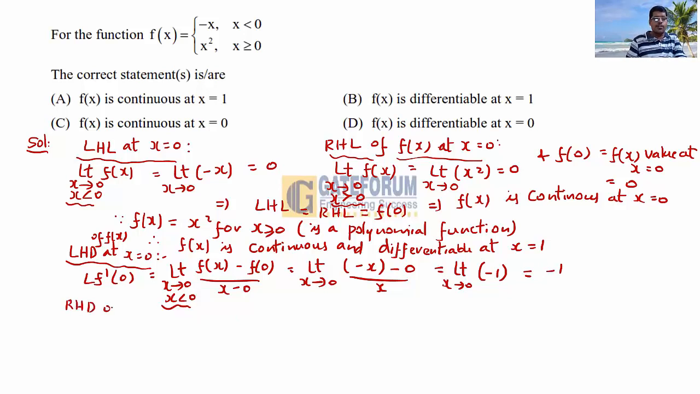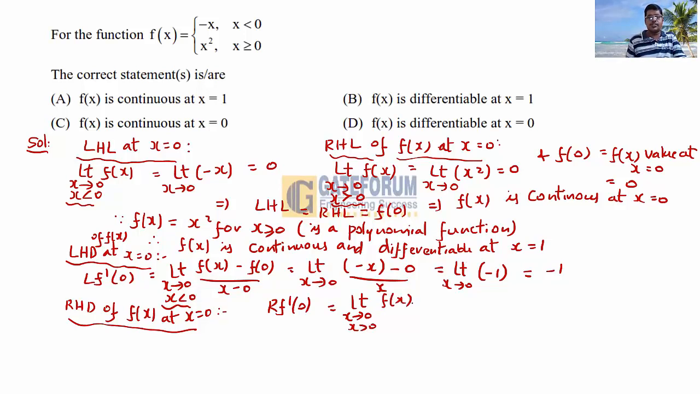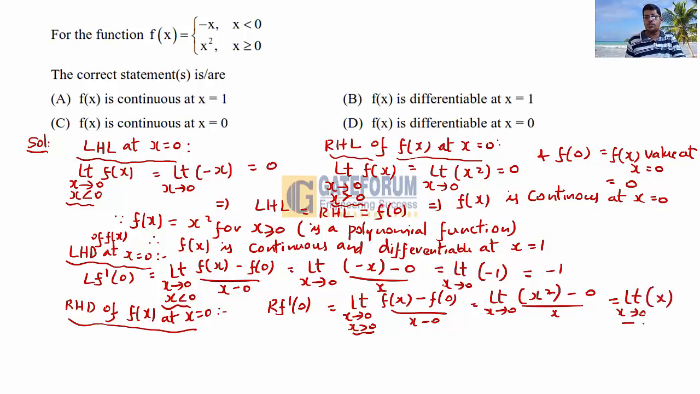RHD, right hand derivative of f of x at x is equal to 0. This abbreviation is R f dash 0, equal to limit x tends to 0 plus, that is x tends to 0, x greater than 0, of f of x minus f of 0 divided by x minus 0. When x greater than 0, the corresponding function value is x square. So this is limit x tends to 0 of x square minus function value 0 square, that is 0, divided by x, and the x cancels. This simplifies to limit x tends to 0 of x, and by direct substitution you will be getting 0.